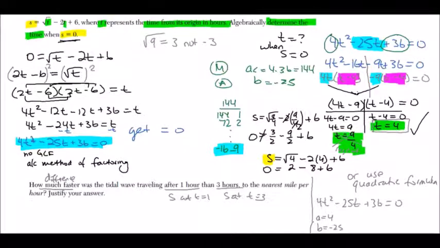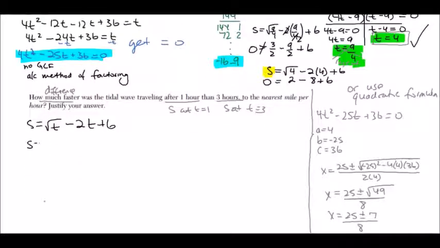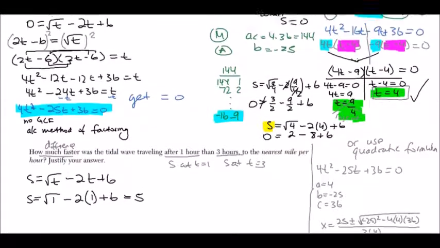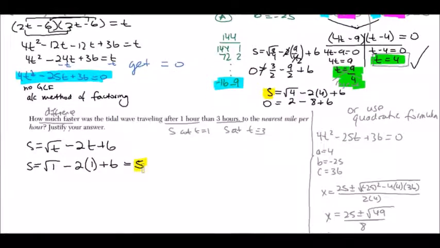So our equation is still s is equivalent to the square root of t minus 2t plus 6. Well, we want the answer when t is equal to 1, and we want the answer when t is equal to 3. So s is the square root of 1 minus 2 times 1 plus 6. That's 1 minus 2 plus 6. That's going to be 5. Now, you do have to remember here, this is in hundreds of miles per hour. So this actually represents the speed of 500 miles per hour.